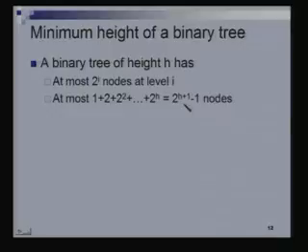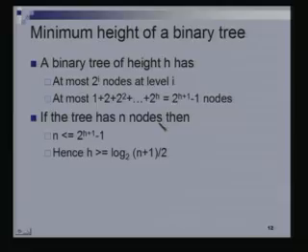And if there are at most 2 to the i nodes at level i, this implies that the total number of nodes in your binary tree of height h is at most this: 1 plus 2 plus 2 squared, and so on. It's height h, so the last level is h. At level 0, there will be 1 node, but at level 1, there are at most 2 nodes. At level 2, there are at most 4 nodes, and so on. So this is the maximum number of nodes that a binary tree can have.